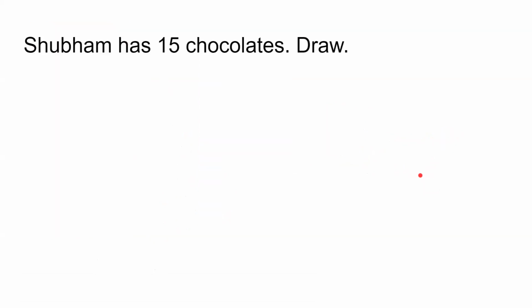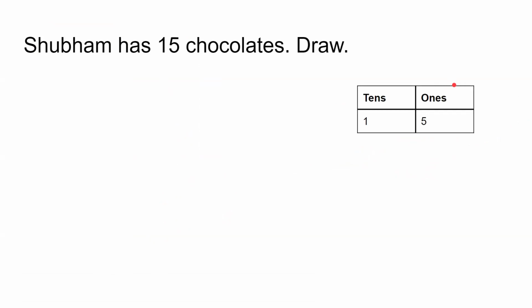Now Shubham has 15 chocolates and we have to draw these 15 chocolates. How will we do that? We will use the place value chart. So in the place value chart, I have tens and ones. What is there at ones position? It is the number 5. So I will write 5 here. What is there at tens place? It is 1. So I will write 1 here.